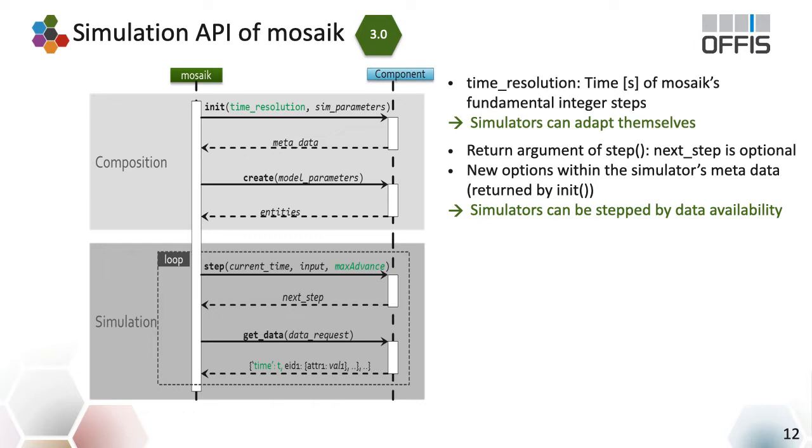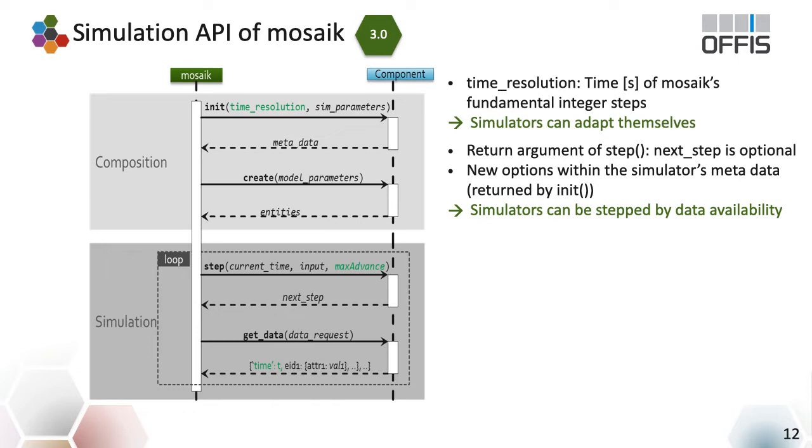I'm already here at a very fundamental feature for Mosaic 3: the next step, the return argument of the step method, is optional now. So it's this one here, which means that with Mosaic 2, you always needed to report back when your simulator wants to be stepped the next time.